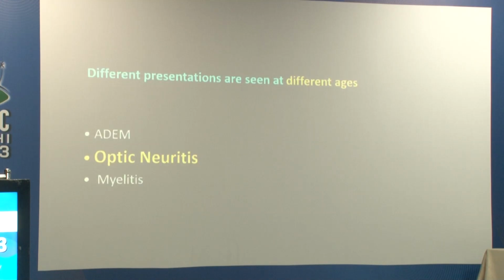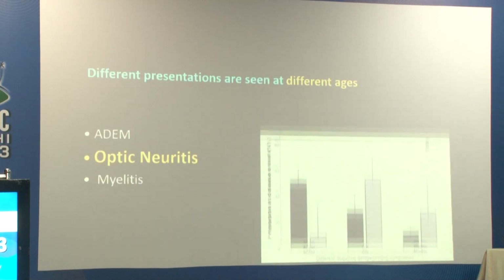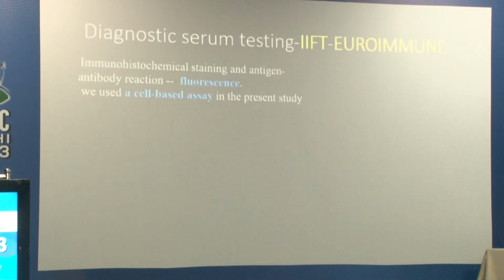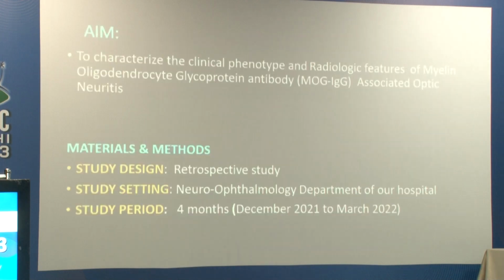Different presentations are seen at different ages, and in adults it mainly manifests as optic neuritis. The diagnostic serum testing is by indirect immunofluorescence, a cell-based assay, which shows fluorescence. And I would like to share our experience with the MOG positive patients. Our aim was to characterize the clinical phenotype and radiological features of MOG associated optic neuritis.